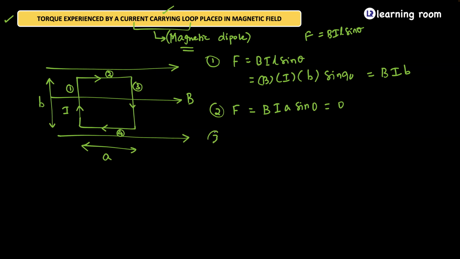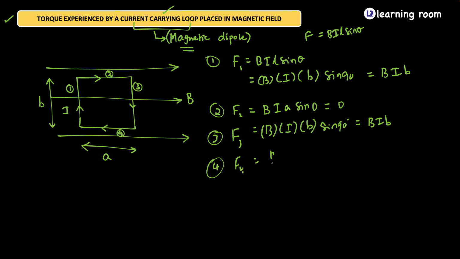Similarly, if I take the third conductor, I'll call these F1, F2, and let me call this F3. F3 is going to be B into I into L into sine 90. So how much is the answer going to be? Same thing, BIL. What about the fourth one? F4 will be B into I into A into sine 180. Answer is going to be 0. So the second conductor and the fourth conductor are not experiencing force at all.